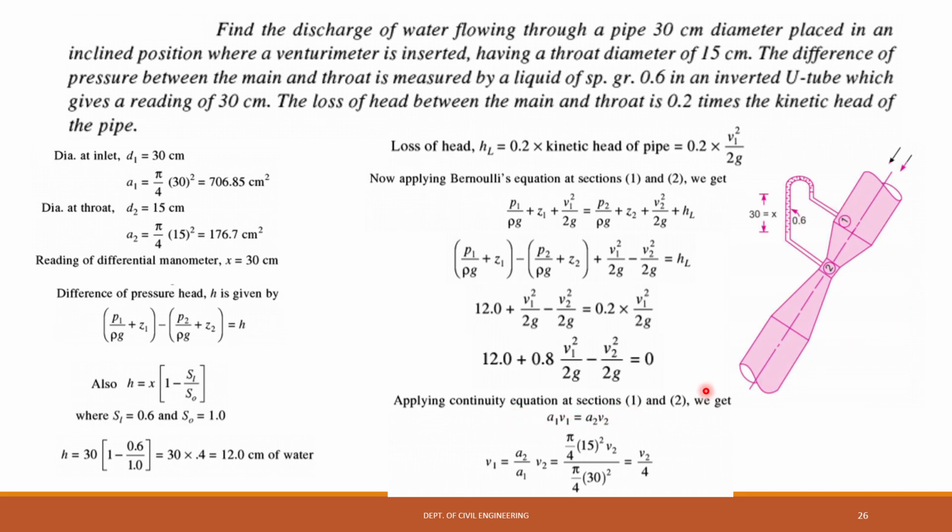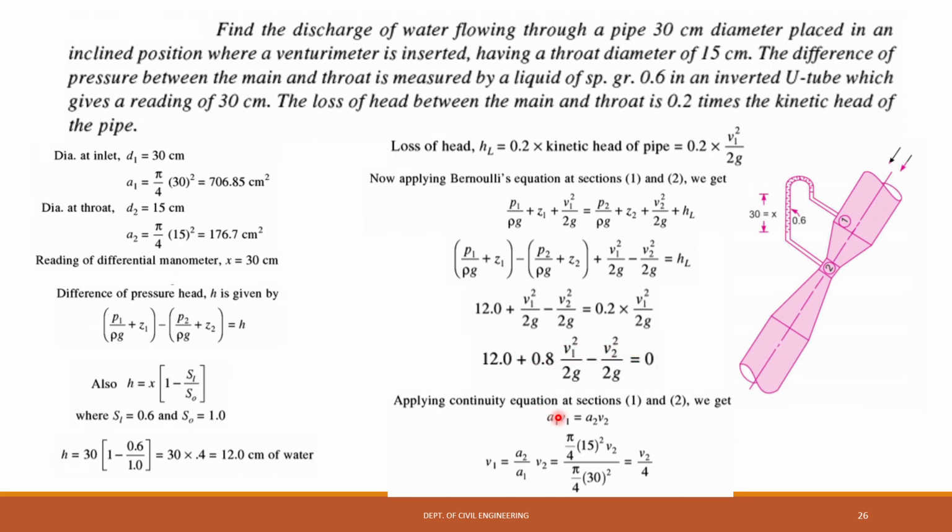As I told you, in inclined venturimeter problems, along with the equations that we have studied in case 1, 2, 3, 4, we will be applying the Bernoulli's equation and continuity equation. So we have applied Bernoulli's equation and we got an expression, and it has V1 and V2.